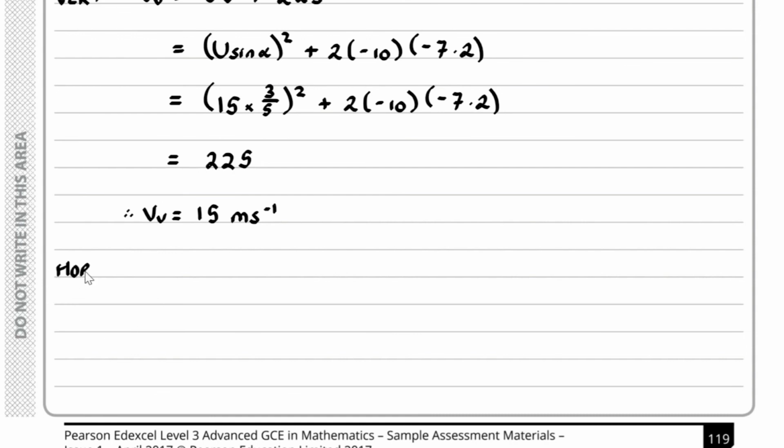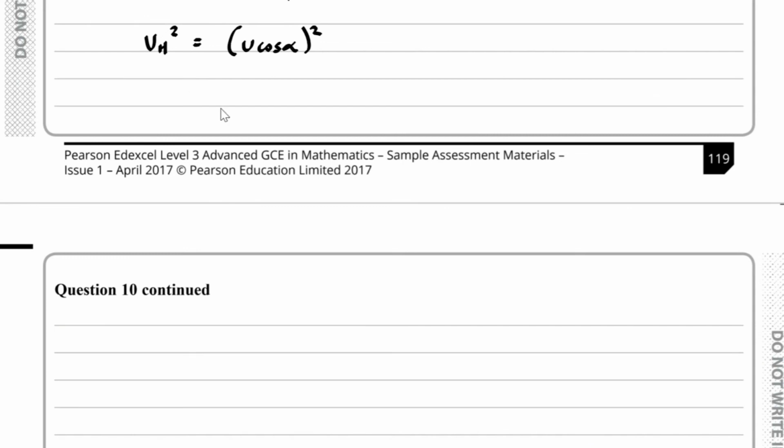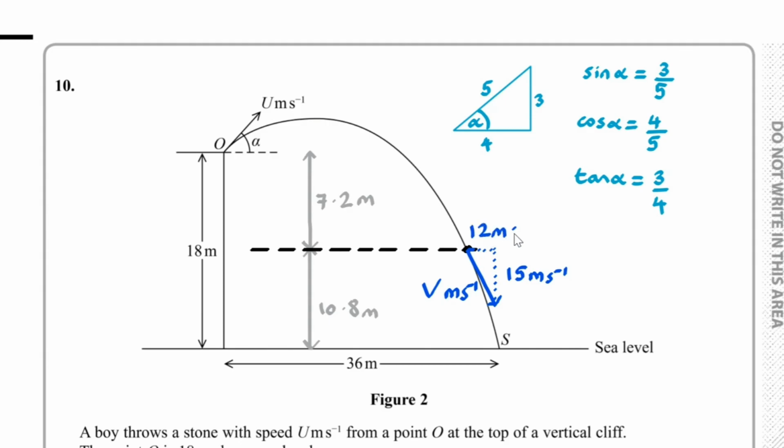So if I consider the horizontal motion, I've got a equaling 0, which would imply that my equation would reduce to v horizontal squared equals u horizontal squared. So I've got v horizontal squared equals u cos alpha squared. I know what u is, that's 15. So I've got 15 times 4/5 squared, which is equal to 144. So v horizontal is 12 meters per second. So if I go back to my diagram, I've got 12 meters per second here.